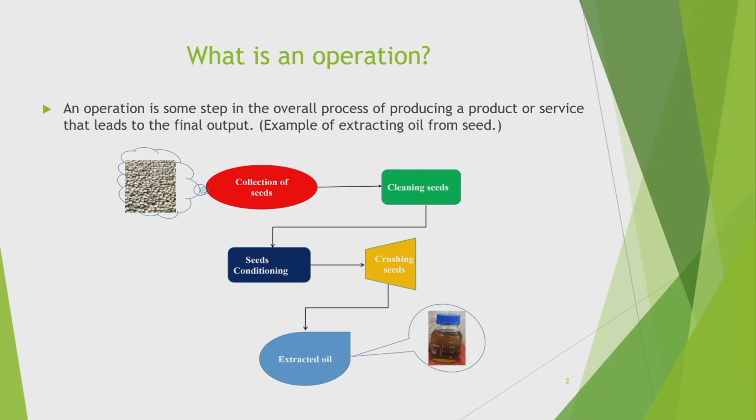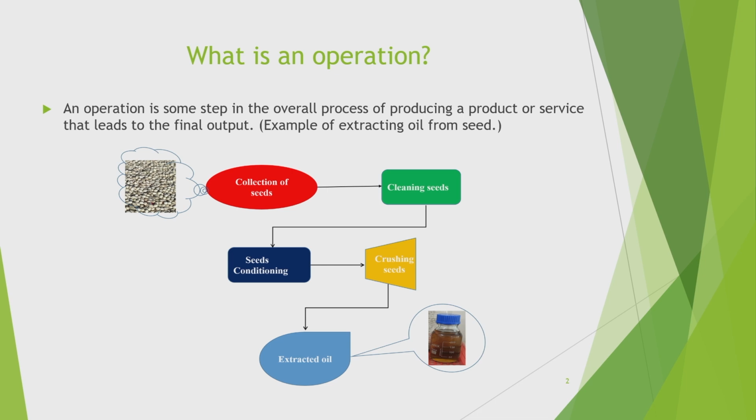So, first we will tell a little bit about what operations research is, in which linear programming is just one part, but there are many topics in operations research. So, LP is one topic. Since the word is operations research, we have to understand what an operation is. An operation is some step in the overall process of producing a product or service that leads to the final output. Suppose we are extracting oil from seed.